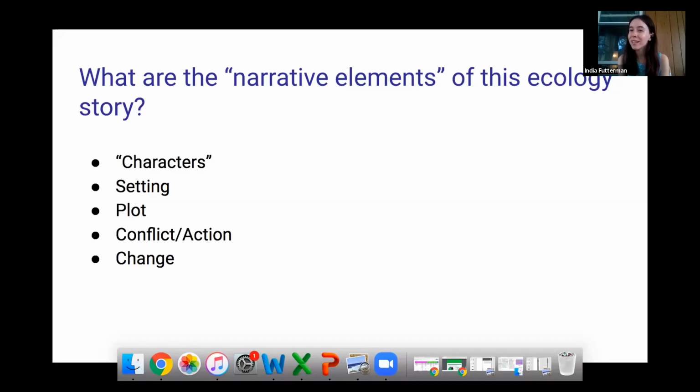If we were to tell this story, can I ask someone to share, who do you think are the characters that we need to introduce to our readers? So you have your zebra mussels, you have the plankton. Exactly. Those are the two main characters. And the setting would be the Hudson River.